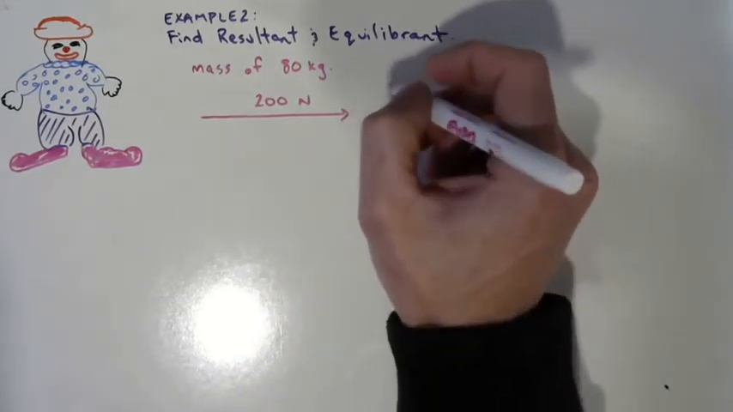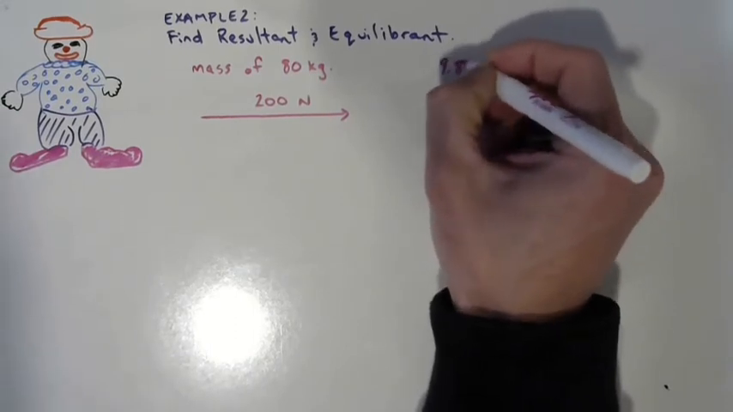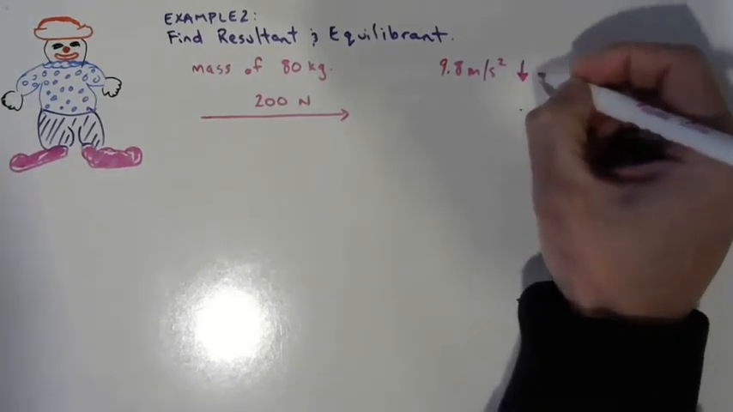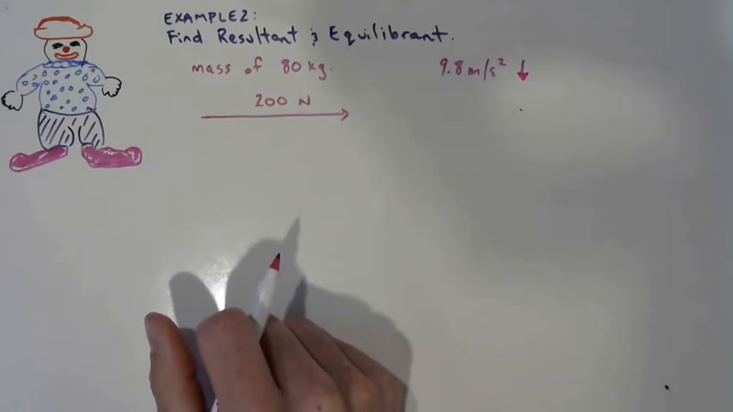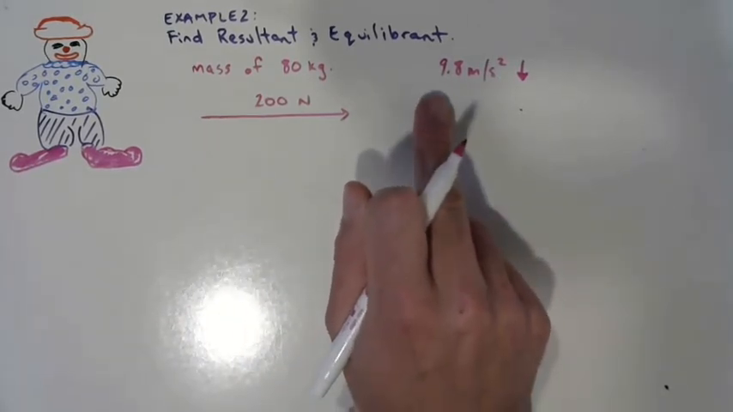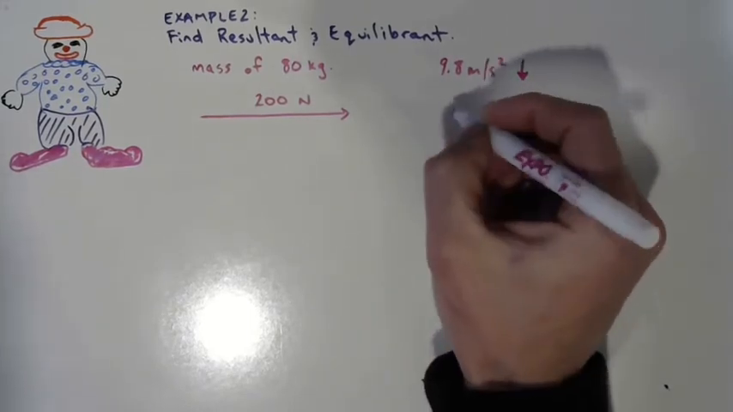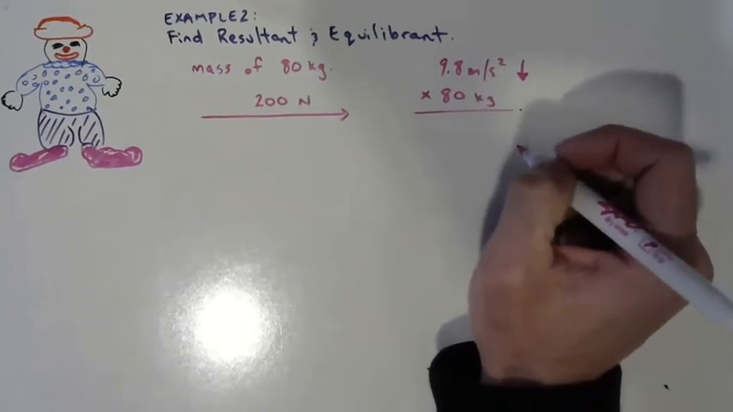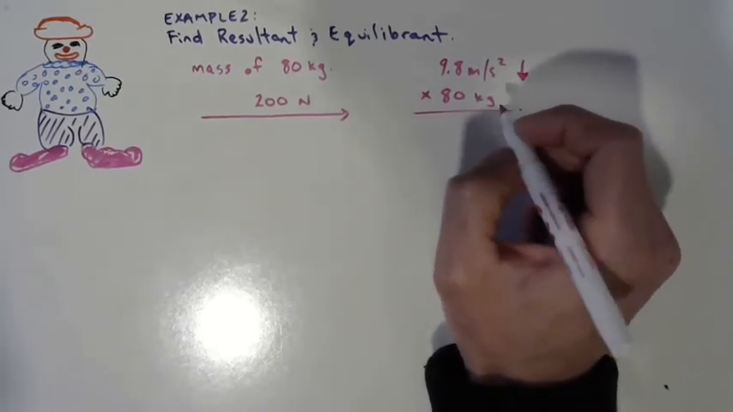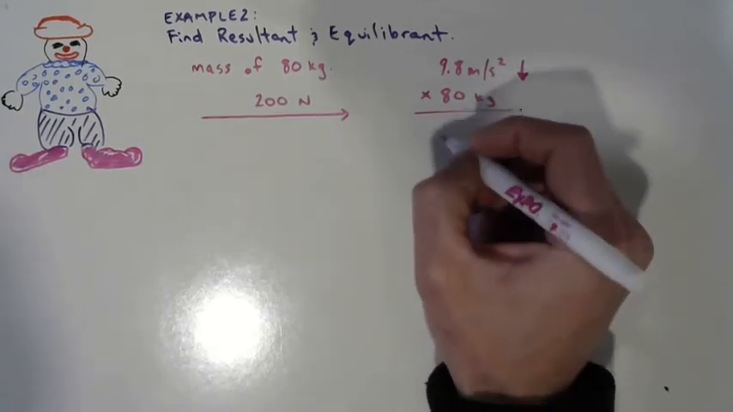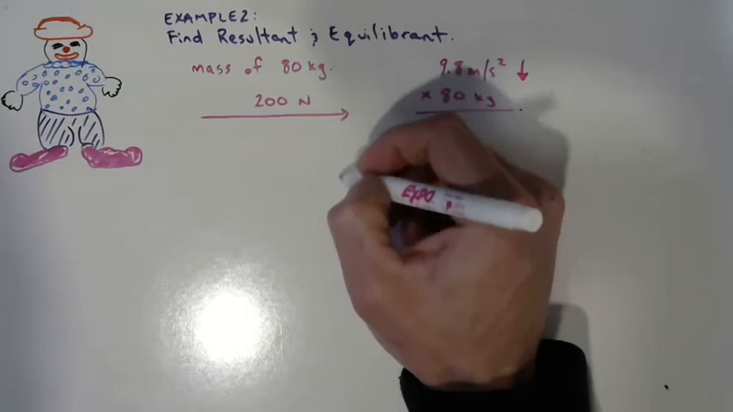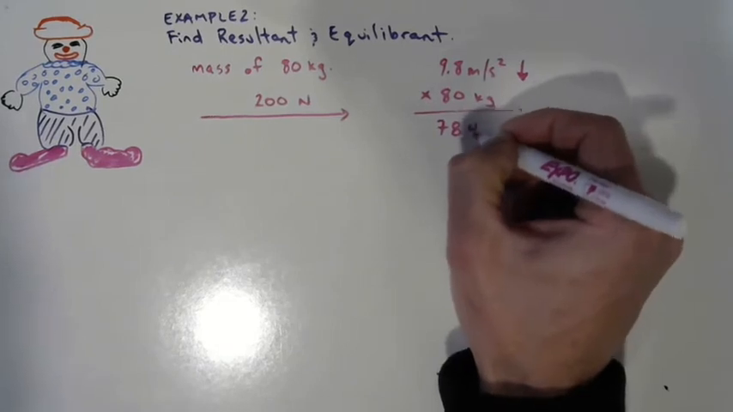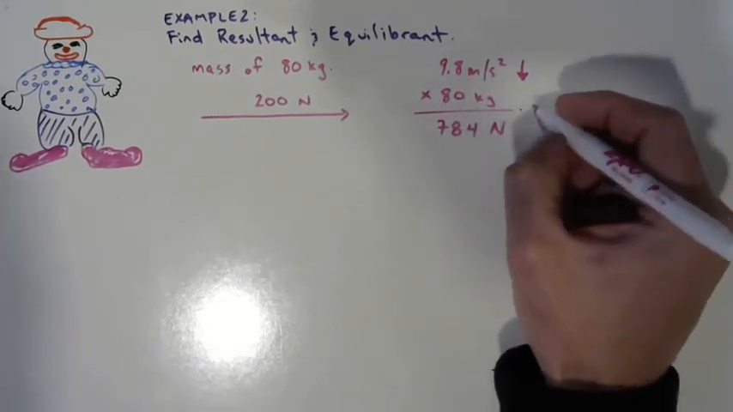All right, I'm going to write that down because we don't know what that vector looks like yet. 9.8 meters per second squared is the acceleration due to gravity. That's heading right down. And times the mass of the clown. So we're actually going to take this and multiply by 80 kilograms. And we end up with a force of 784 newtons. Okay, so the first step is to find the negative vertical force, and it is 9.8 times 80, 784 newtons downward.